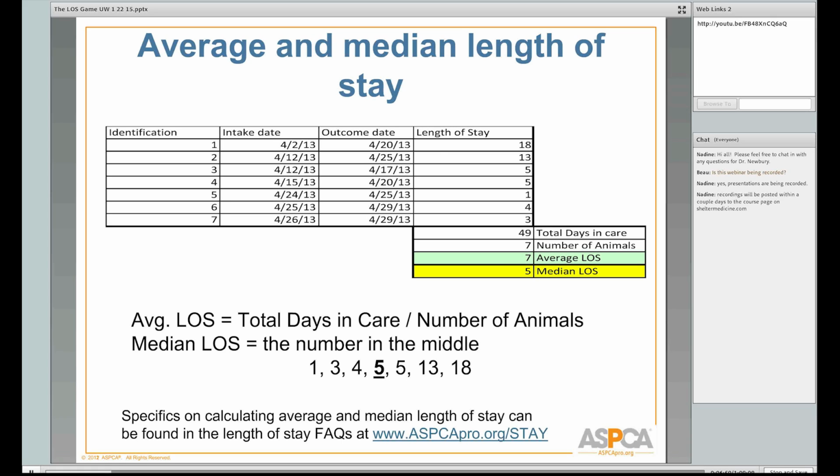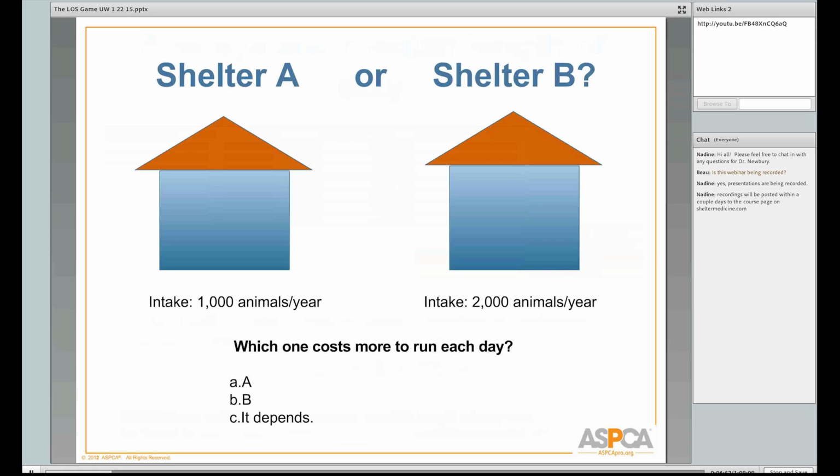So let's think about this. I've given a bunch of hints to it already, but we've got shelter A and shelter B. Shelter A has an intake of 1,000 animals a year. Shelter B has an intake of 2,000 animals a year. Which one costs more to run each day? What do you think?